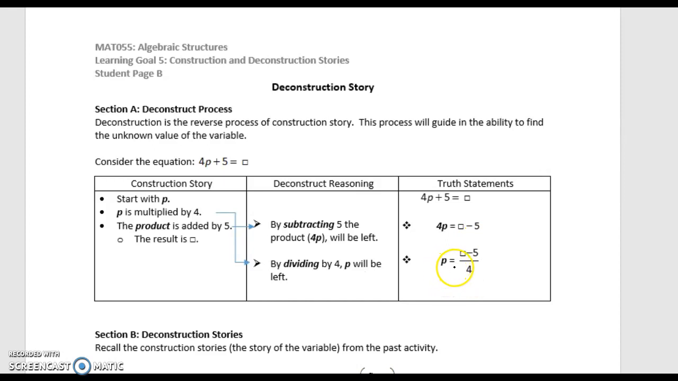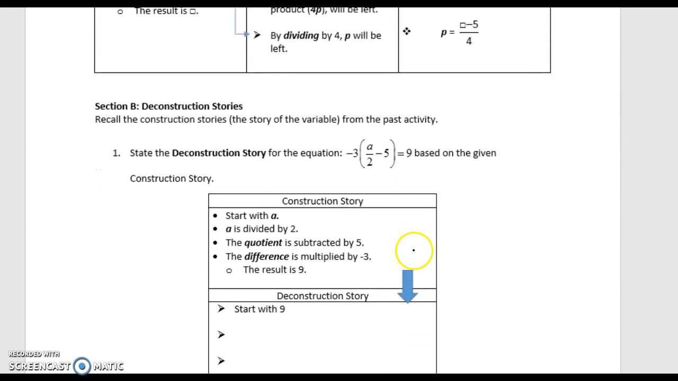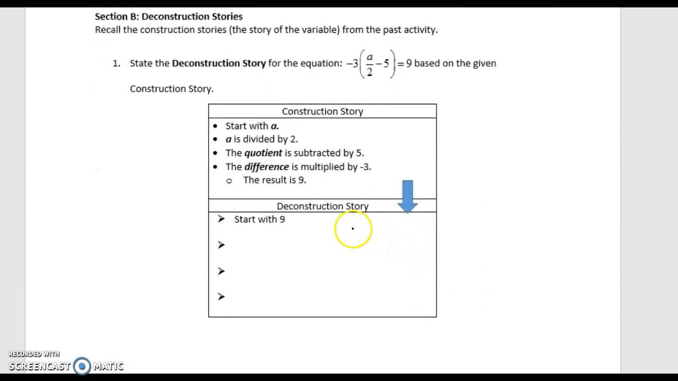Now let's look at this in an equation sense. If we look at this first problem, we see from the construction story, the story of the variable, that we start with a, which is divided by 2. That quotient is subtracted by 5, this difference is multiplied by negative 3, and the result is 9. Now we want to do this in reverse steps. The result was 9, so we're going to start with 9.